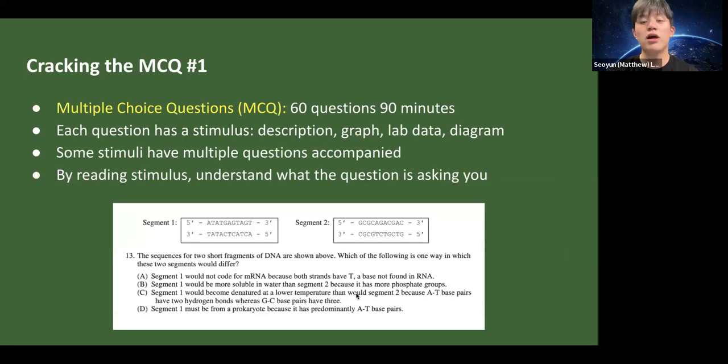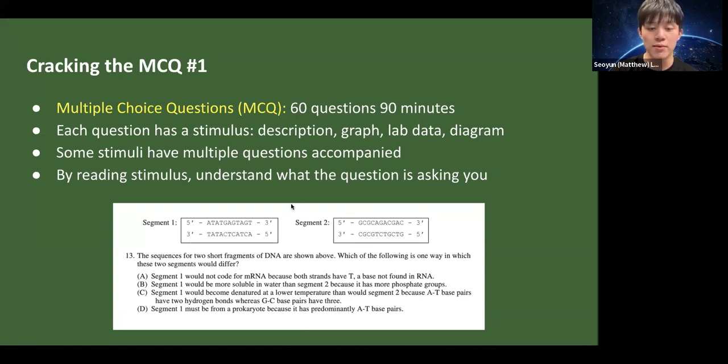Okay, so let me talk about the MCQ. Again, you're given 60 questions to solve within 90 minutes. And uniquely, each question has a stimulus. If I say stimulus, it means description, graph, lab data, or diagram, okay? Some stimuli have multiple questions accompanied, meaning that you're given a single diagram, let's say, and there might be 2 to 3, or 4 to 5, questions that accompany that stimulus. Let's see, this is from the actual AP exam. So you can see this is the stimulus.